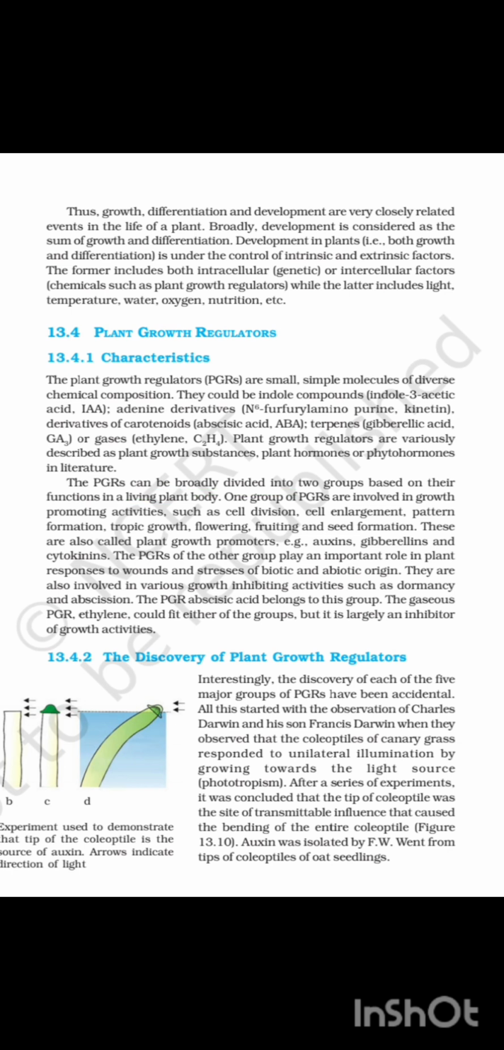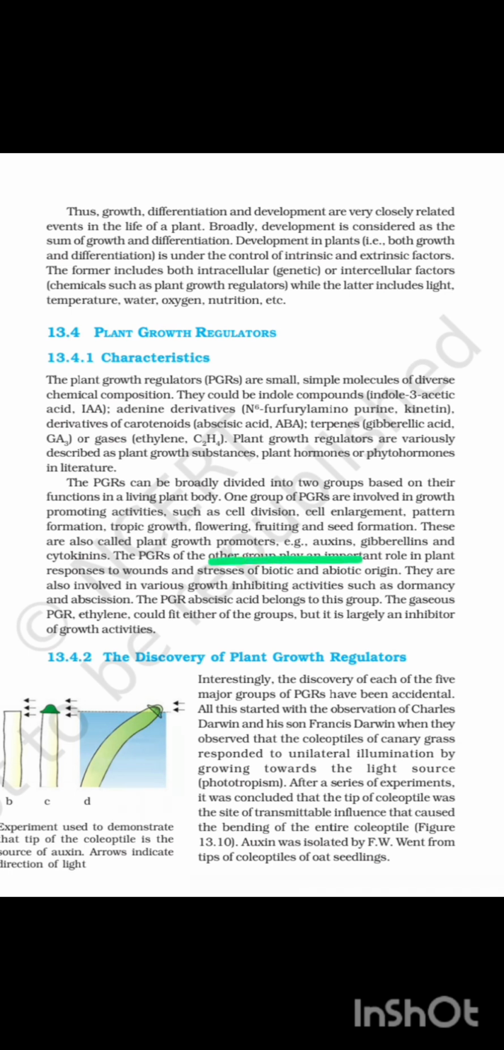The PGRs can be broadly divided into two groups based on their functions in a living plant body. One group of PGRs are involved in growth promoting activities such as cell division, cell enlargement, pattern formation, tropic growth, flowering, fruiting and seed formation. These are also called plant growth promoters. Example: auxin, gibberellin and cytokinin.